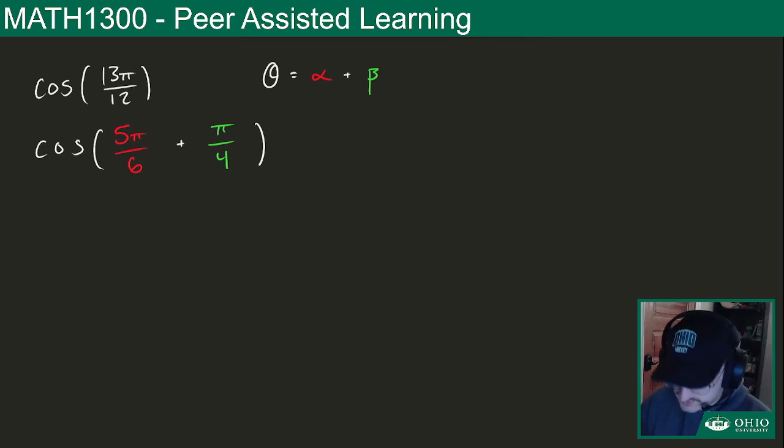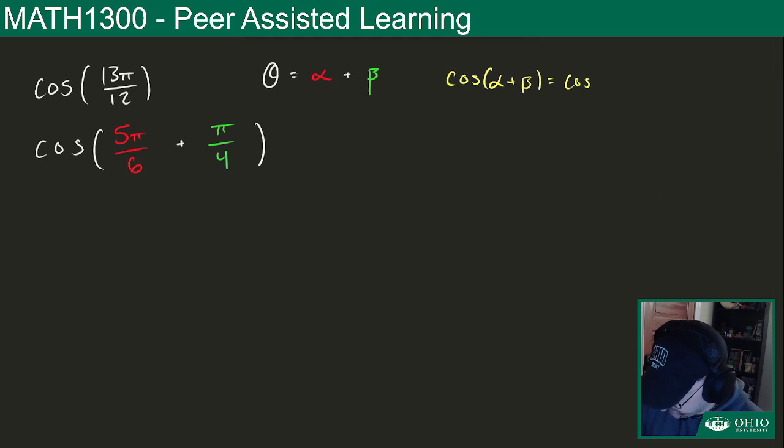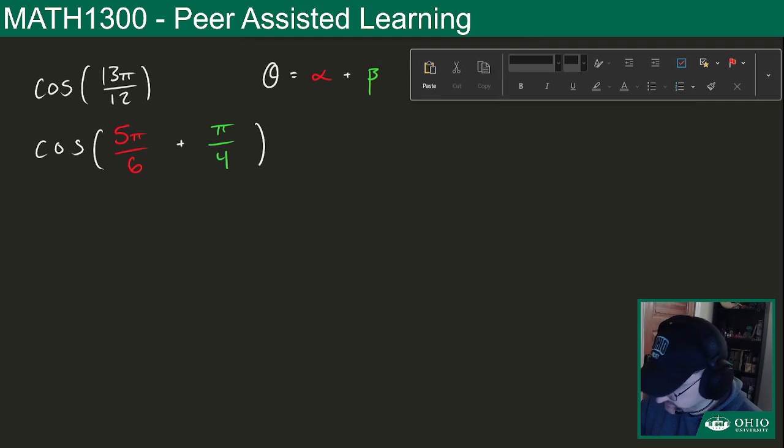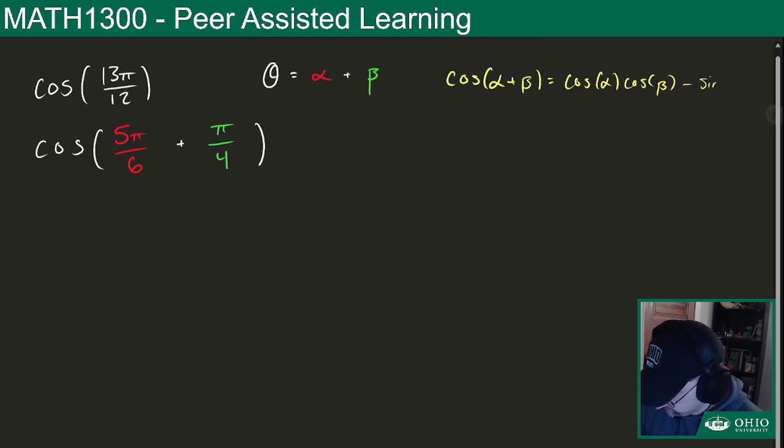And this is an addition, and we're working within cosine, so the formula I want to use is cosine of alpha plus beta is equal to cosine alpha times cosine beta minus sine alpha times sine beta. And I'm running out of room here.